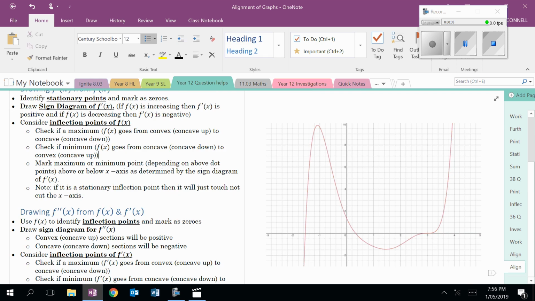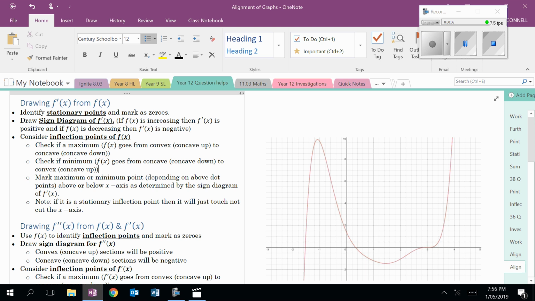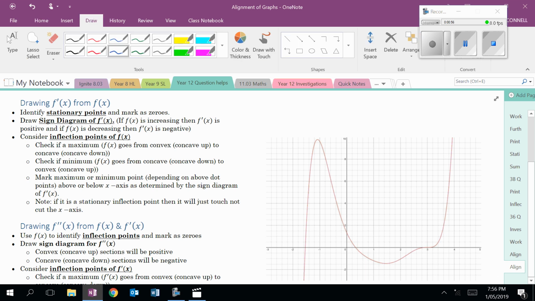The easiest way to teach this is to actually just do examples. And I've got the process on the left side and I've got an example on the right side. So here we're looking to draw the derivative and the second derivative, given this being the original function. So the first thing we do here is we identify stationary points and we mark them as 0. So very first step, identify stationary points and mark them as 0. So stationary points are points where the derivative or the slope of the tangent is 0. So if I go through, I can mark 3 stationary points and I'm marking them as zeros.